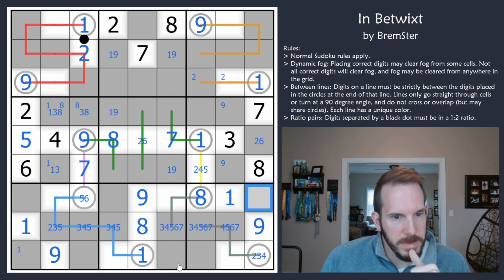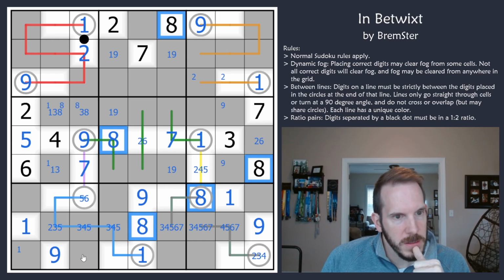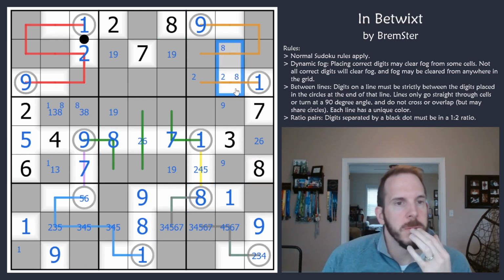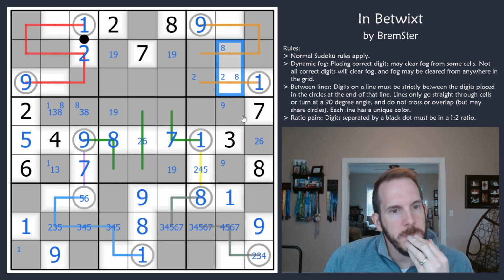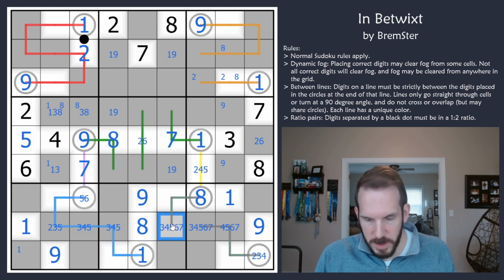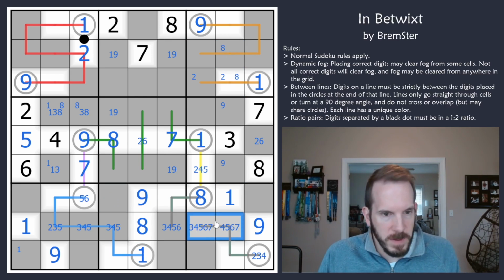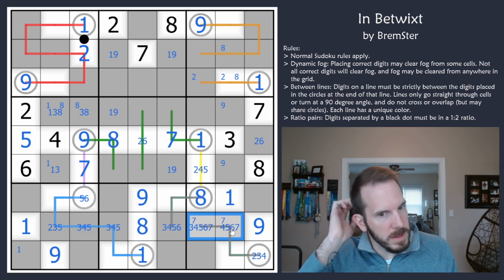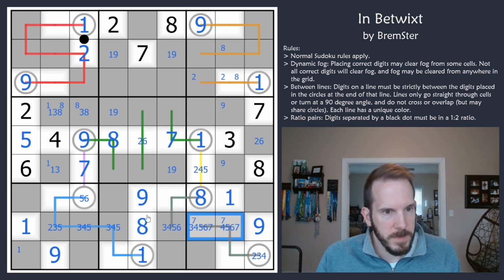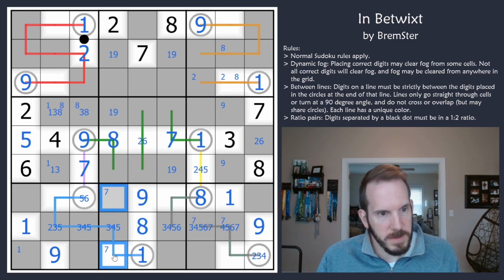Let's see, what did I miss from a Sudoku standpoint? 8s. 8's down here. 8's in one of these two cells. 7, oh, 7's not here. So 7's in one of these two because we need a 7 in the row. 7, this box is here.